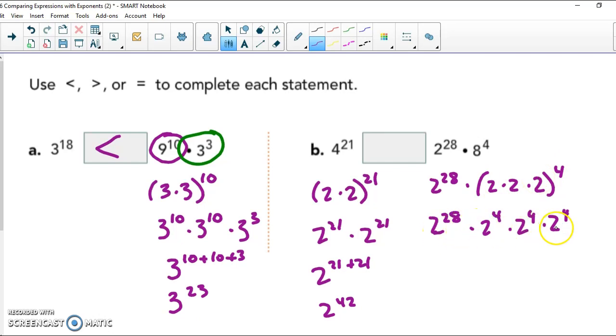Now I am multiplying 4 factors that all have the same base, so I keep that base and I add all the exponents. So I have 28 plus 4 is 32, plus 4 is 36, plus 4 is 40. And now I can see that I'm comparing 2 to the 42nd power to 2 to the 40th power, which would be greater than.